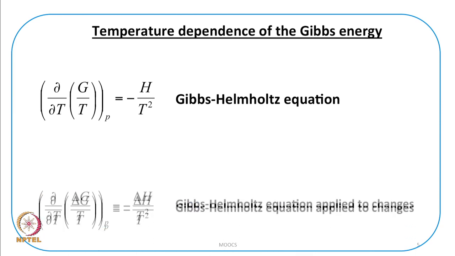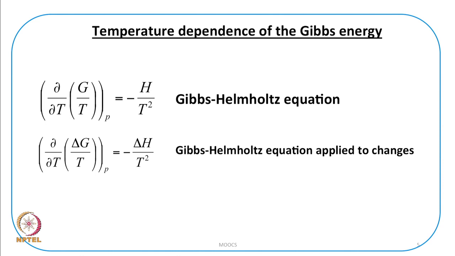And if we extend the Gibbs-Helmholtz equation to changes, I will introduce delta with G and delta with H, then it will imply for the changes. Delta G and delta H are very important thermodynamic quantities, because delta G talks about the feasibility of the process and delta H is a component of delta G, but it is also reflecting on many things. For example, intermolecular interactions, it depends on the strength of the bond and many other factors that we can talk about.